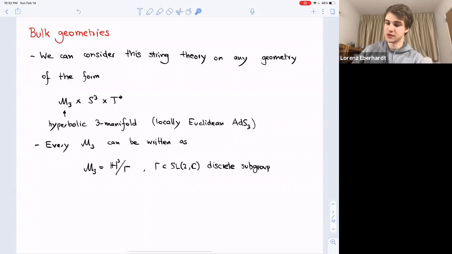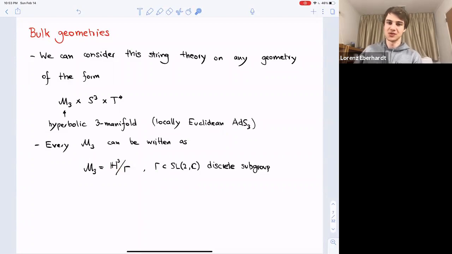If you take the universal covering space of that, it's always this H3, which is simply a different name for Euclidean AdS3. So this has, in particular, SL(2,C) isometry group. And so you can take some quotient or orbifold by some discrete subgroup of SL(2,C), and you can produce your favorite 3-manifold with that.